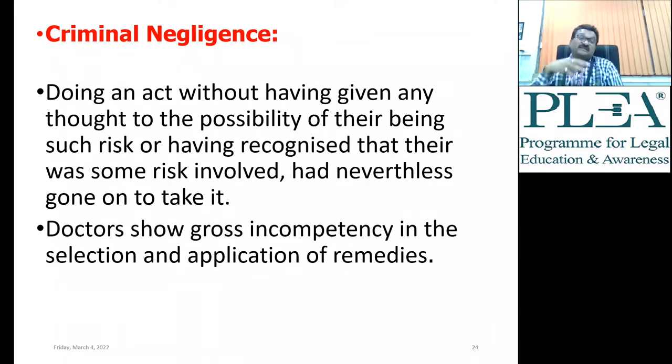That means it should be such a gross act that even though he has not thought of it, he has gone for that act. Now, a doctor shows gross incompetency in selection and application of remedies in this case. I will give you the best example. There are reported cases where an ophthalmologist, while doing a cataract surgery, means the patient has a cataract of the right eye, but because of the recklessness of that doctor, he has operated on the opposite eye. This is what falls under the category of criminal negligence.